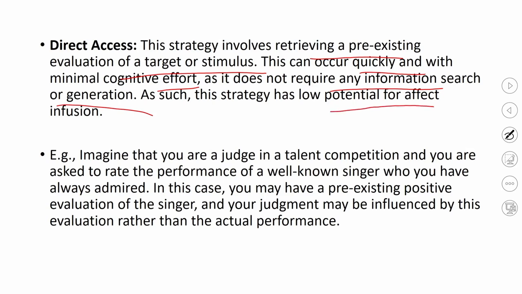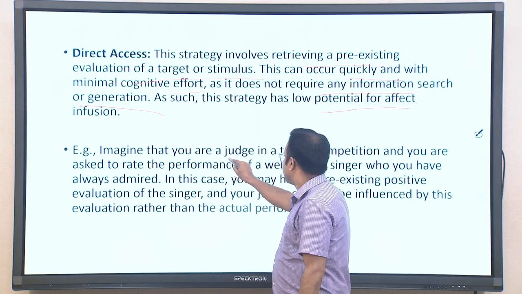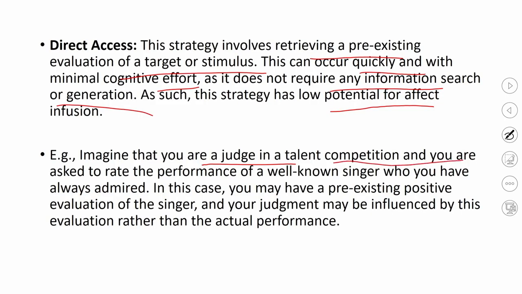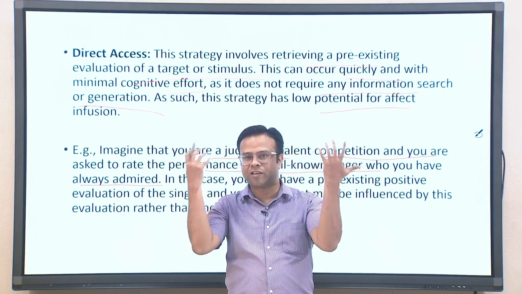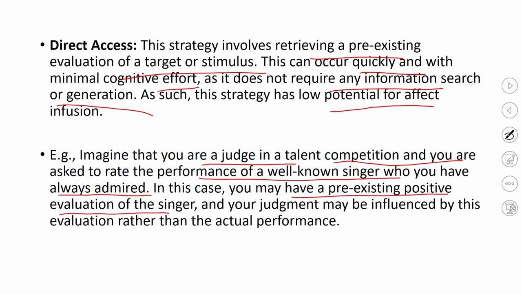Generally, emotion will not influence in situations where direct access is required. For example, imagine that you are a judge in a talent competition and you are asked to rate the performance of a well-known singer who has always been admired in the past. The singer is already well-known, people have been admiring them, and their skills and qualities are already known. In this case, you already have a pre-existing positive evaluation of the singer. All the information is there. You know that the singer is very good, so you don't have to do a lot of analysis to judge that person. Your judgment may sometimes be influenced by this evaluation rather than the actual performance. When you judge such candidates, you take whatever you directly access and make a decision based on what you know very clearly.